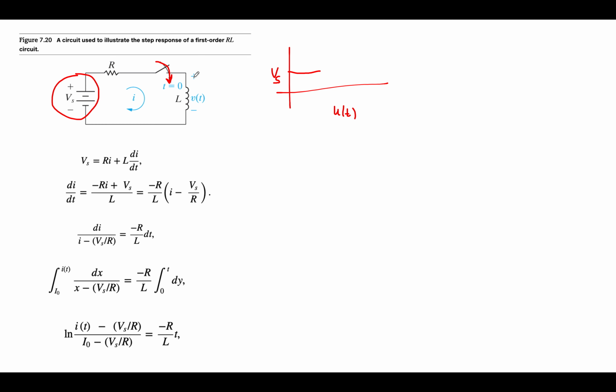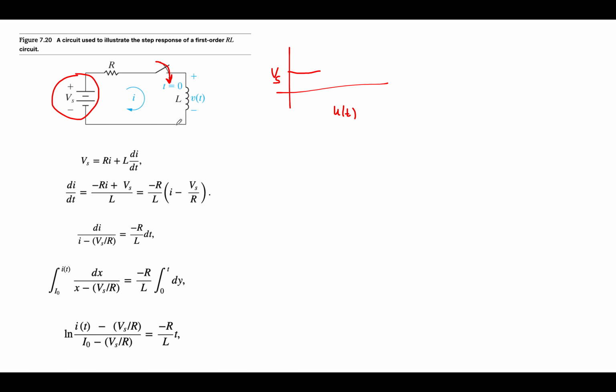Then as the current is allowed to build up, the voltage will appear mostly across the resistor. Then as time goes on, the inductor begins to look like a total short, and the current then will just be like what the current would be at infinity if the inductor were short-circuited.